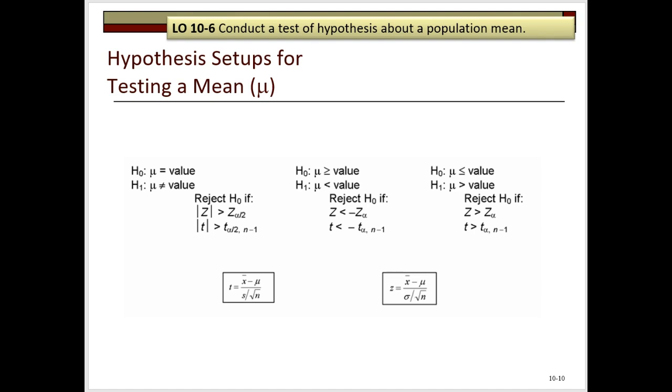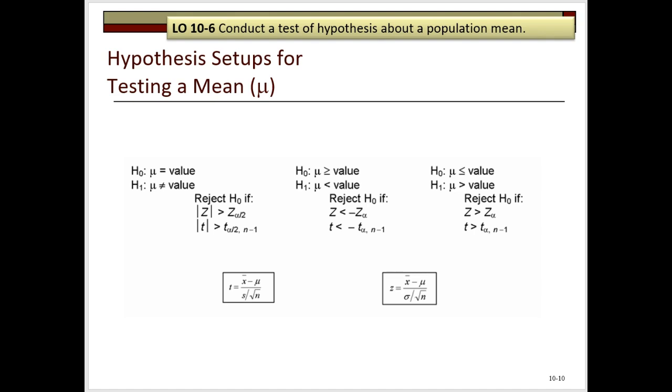The z-distribution is appropriate to use when the population standard deviation is known. When the population standard deviation is not known, the t-distribution should be used when the sample size is small, provided the sample comes from a normal population.